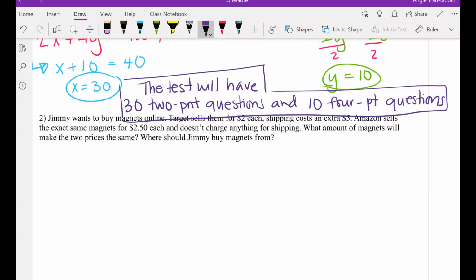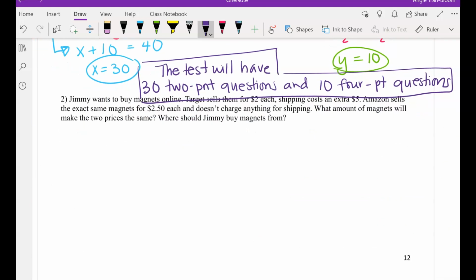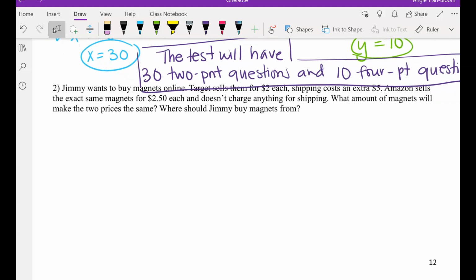Okay. Next and last example before our what? When is your very first test in this class? Next Tuesday. Okay. Brian, can you help me read example 2?